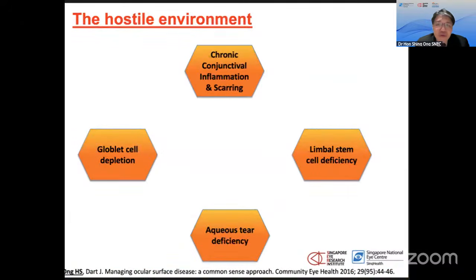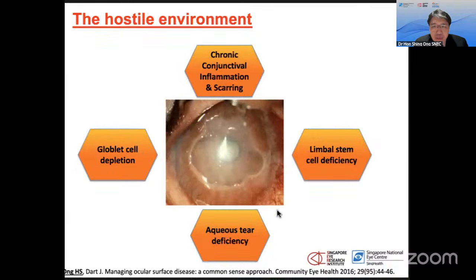A hostile corneal environment is formed, which includes chronic conjunctival inflammation and scarring, goblet cell depletion, aqueous tear deficiency, and limbal stem cell deficiency. This hostile environment results in epithelial instability of the cornea. The consequence is ulcerations, infections, and also corneal melts.